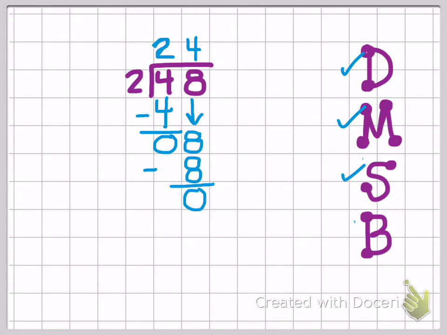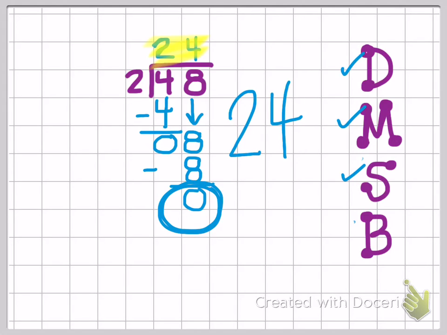Great. Now, our next step is to bring down. But if you look, I don't have another number here to bring down. So what I'm going to have to do is realize that I'm done with this problem. And I look down here, I have nothing left over, no remainder. So my quotient, the answer to my problem, is 24. 48 divided by 2 is 24.